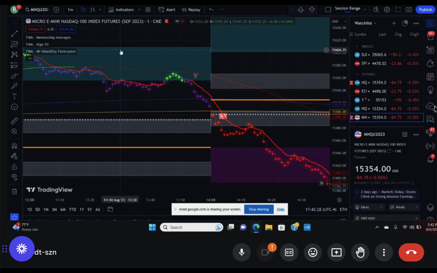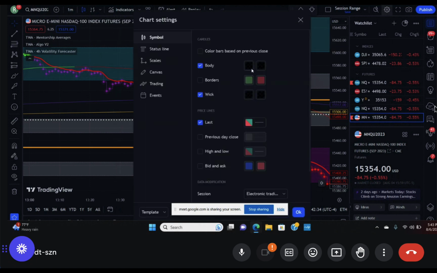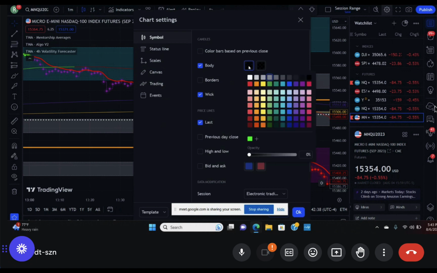So to clean up the chart even more, guys, you could actually remove the candles from your chart. And to do so, we're going to hit the gear button on the top right of your TradingView chart. And we're going to click on the coloring. And we're going to change the opacity to 0. So you can see that the coloring was originally gray and it was just changed to 0.